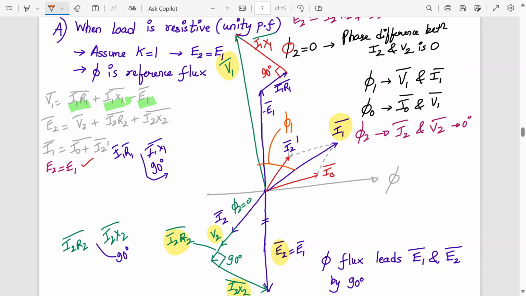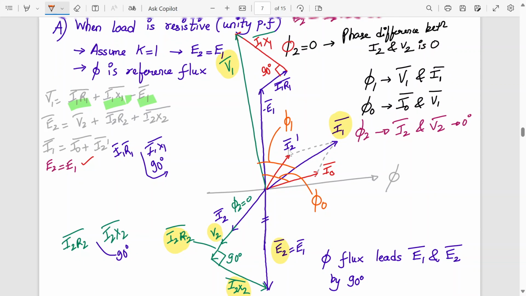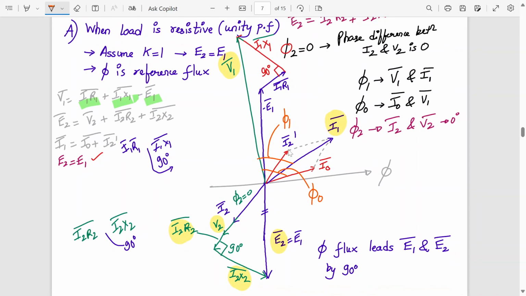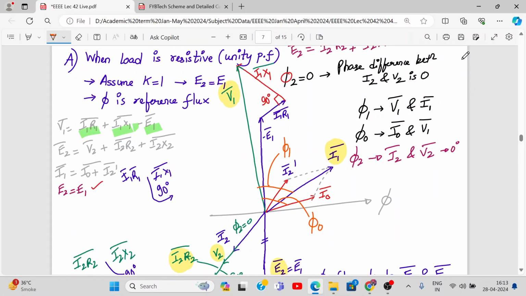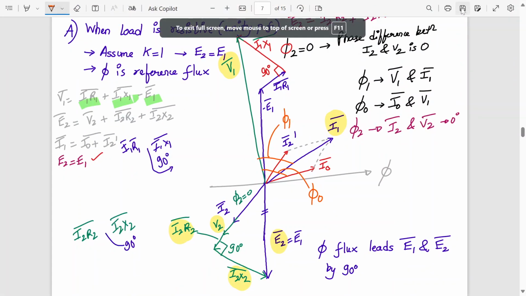Where are E2 and V2? The phasor angle is 0 degree. And where is the phasor angle between I naught and V1, sorry? So I naught and V1, this one is my phi 0. So these three you have to show, and this completes the diagram. Please draw it now. I hope you have followed this. So this completes the phasor diagram for when the load is resistive, unity power factor.